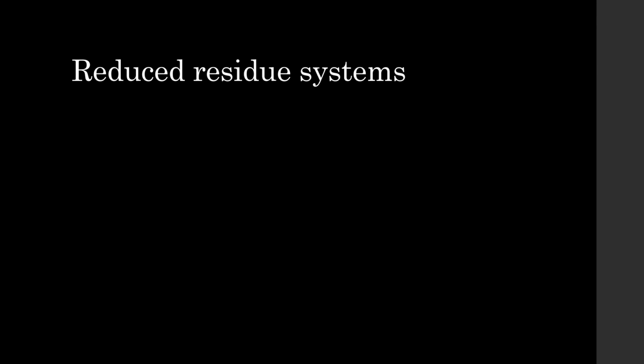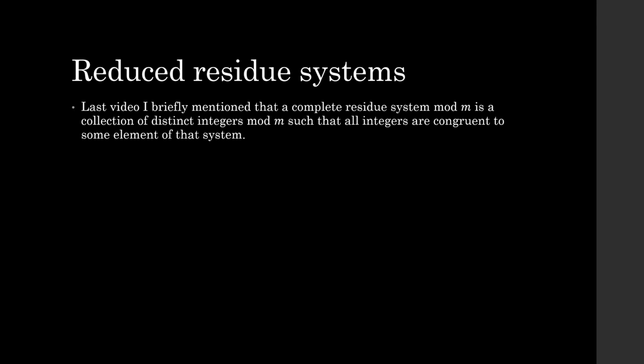So before we go into the next theorem, I want to talk about residue systems. Last video I briefly mentioned that a complete residue system mod m is just a collection of distinct integers mod m, such that all integers are congruent to some element of that system. When I say distinct integers mod m, that just means that if I take any two integers a and b in that system, they're not congruent to each other mod m. And I'm talking about distinct ones, right? Of course a is going to be congruent to a, but any other distinct element in the complete residue system has to be distinct mod m.